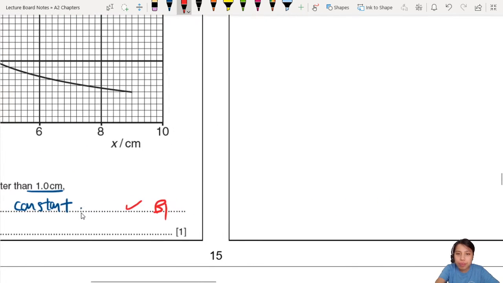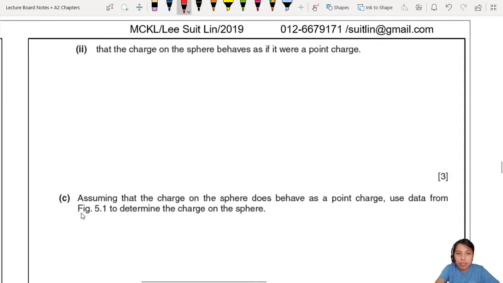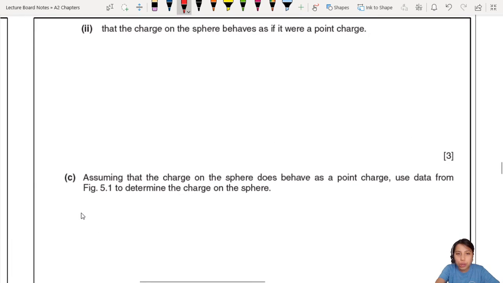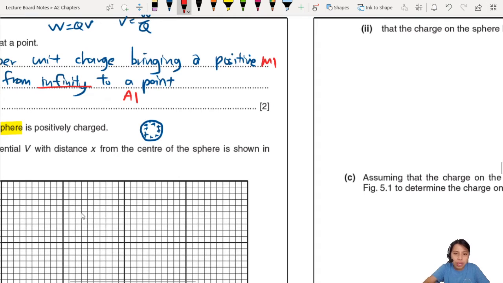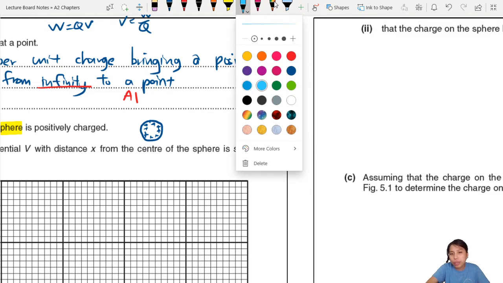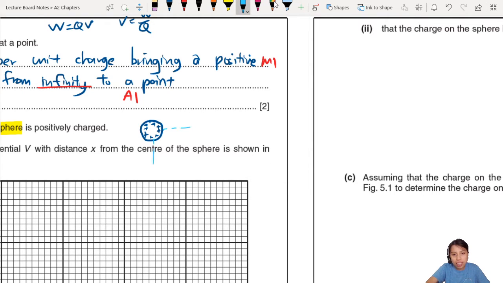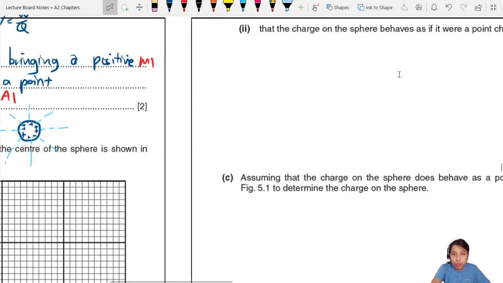The next one, let's scroll up there. Use a graph to show that the charge on the sphere behaves as if it were a point charge. So that means when we drew this little sphere right here, you can have electric field, right? And the electric field actually looks like an electric field of a point charge, like this. But they're asking you, use the figure to show that it's a point charge. Wow. What's the equation for point charge? Can you remember?